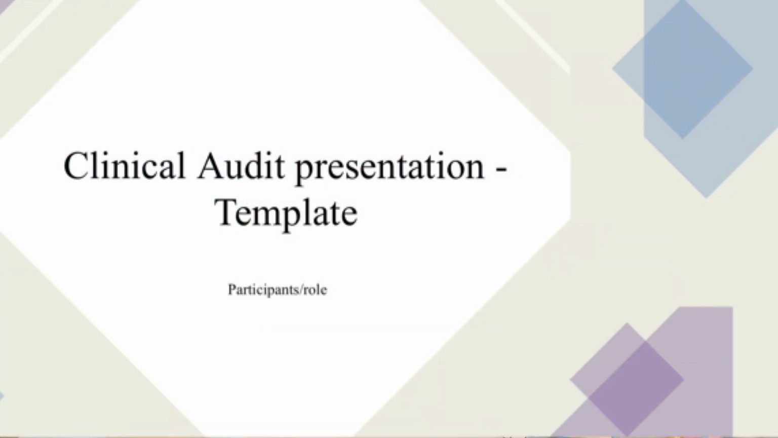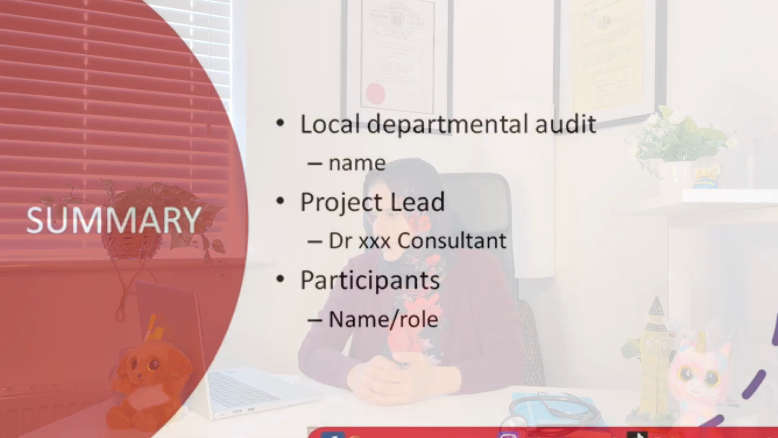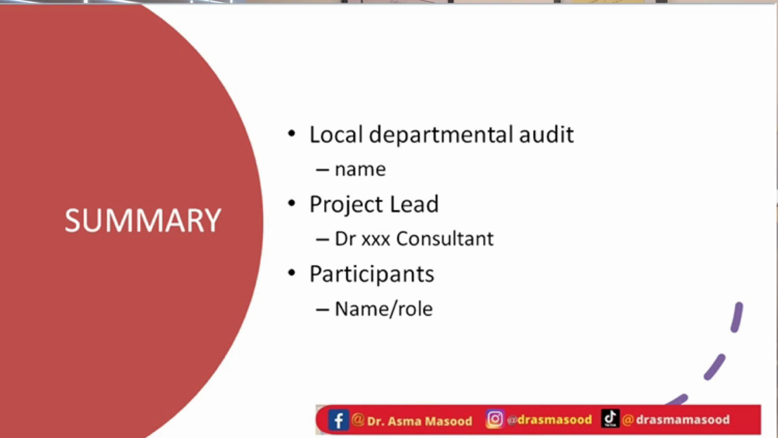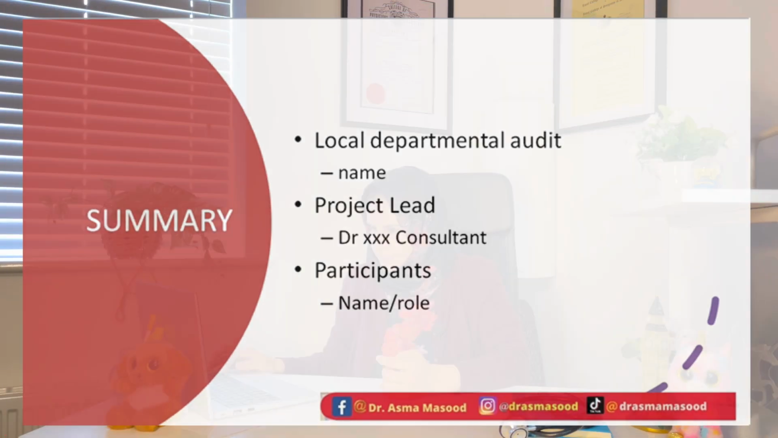The first slide that I have shown is your heading. It's the main first slide of your presentation. So you need to write the name of the audit and participants with their role. Then it comes to the second slide, which is about where it was taken and who were involved. So your department, whether it was local department or XYZ, project lead, name and designation, along with participants, how many they were, along with their name and their role.